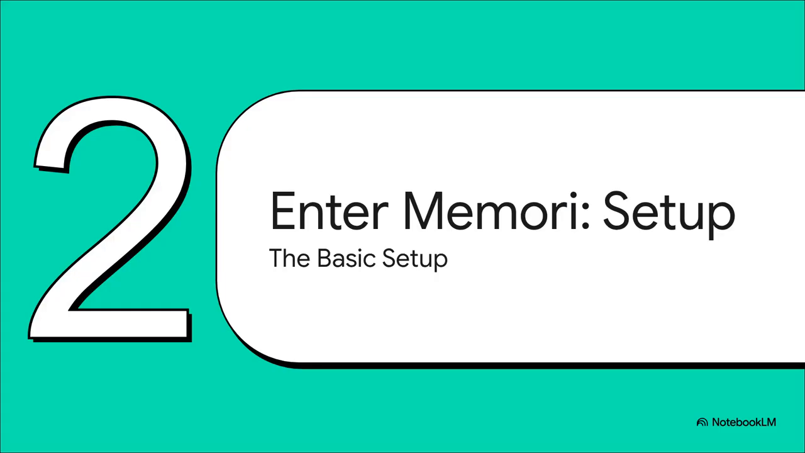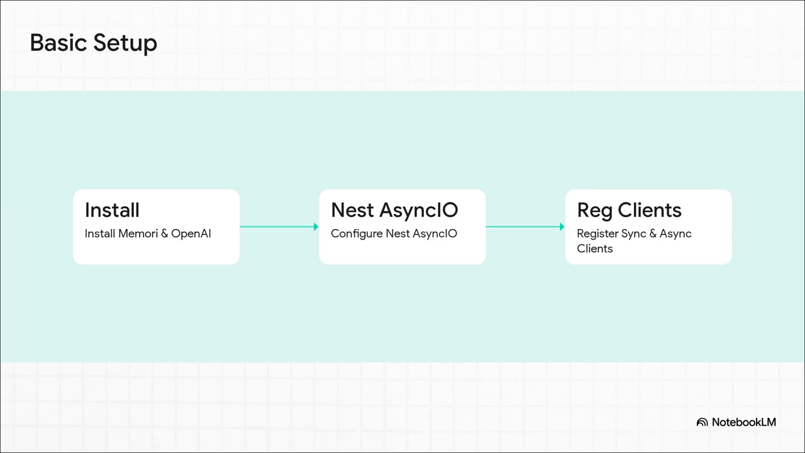Moving on to section two, enter Memori and the basic setup. The source material walks us through a Google Colab workflow to get this running, and honestly, it is surprisingly straightforward. Step one is just installing Memori right alongside the standard OpenAI package. Easy enough. Now, step two is a really vital little detail if you're using Colab. You have to configure Nest Async I/O. This is absolutely essential because it preps the notebook to handle asynchronous execution, completely saving you from those annoying runtime issues and nested event loop errors.